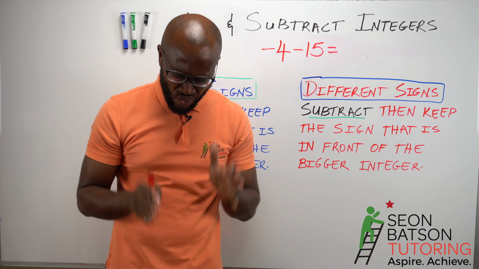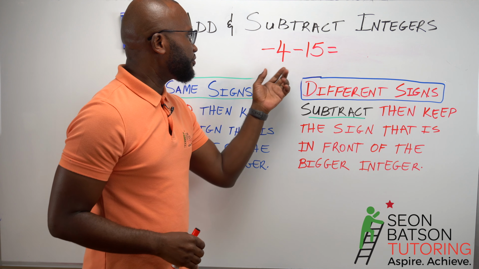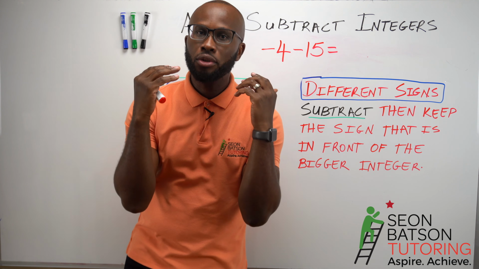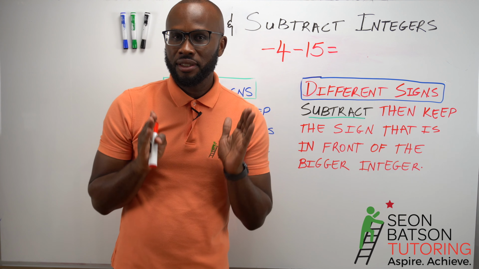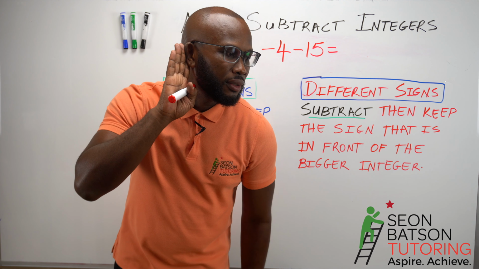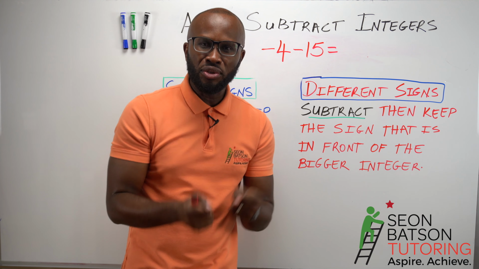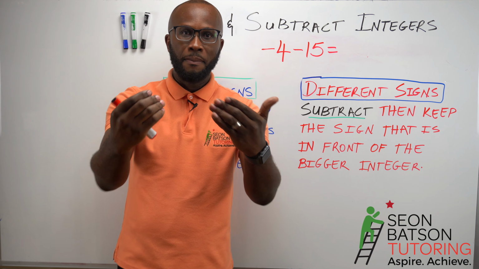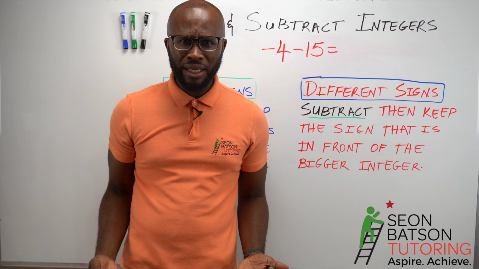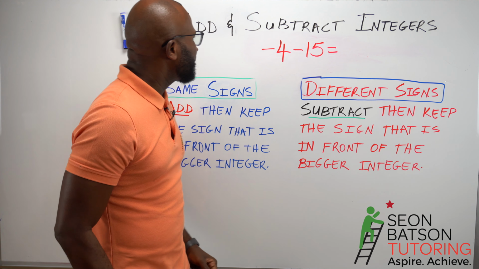Again, don't forget the plan. If the signs in front of the integers are the same, you are going to add. If the signs in front of the integers are different, you are going to subtract. Same, you add. Different, you subtract. Pause the video, give it a try, and then come back and let's see if we get the same answer. I believe in you. You got this.